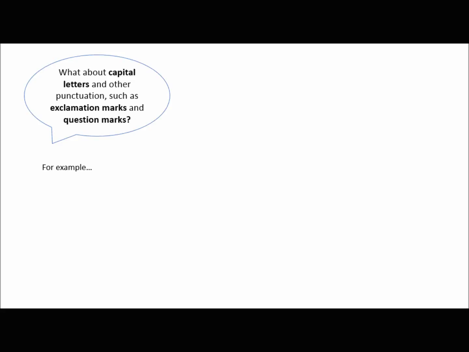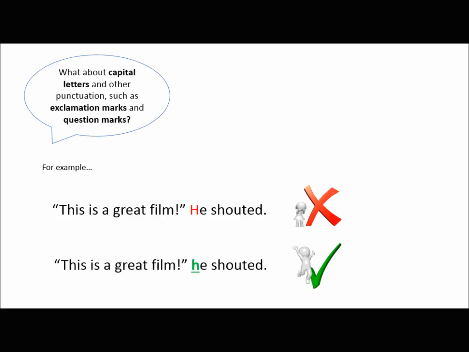What about capital letters and other punctuation such as exclamation marks and question marks? For example, what about this sentence? This is a great film! Exclamation mark. He shouted. Now, you may think this is correct because an exclamation mark would usually bring the end of a sentence, and we would therefore begin the next sentence with a capital letter. So surely he should have a capital H. However, this is incorrect in speech punctuation, and instead it should read, This is a great film! Exclamation mark. he shouted, with a small h.